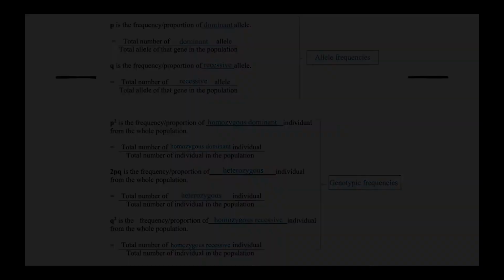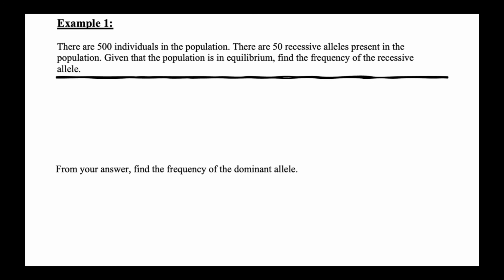Now let's have a look at this example. There are 500 individuals in the population. There are 50 recessive alleles present in the population. Given that the population is in equilibrium, find the frequency of the recessive allele. We know that to find Q, or to find the frequency of the recessive allele, we have to divide the total number of recessive alleles by the total alleles in the population.